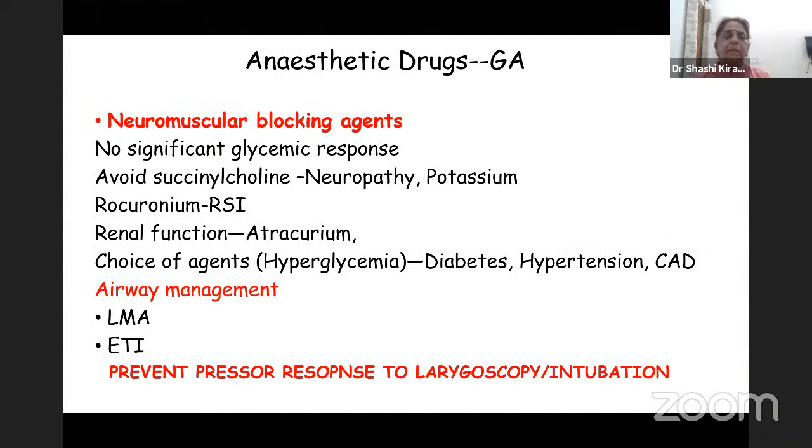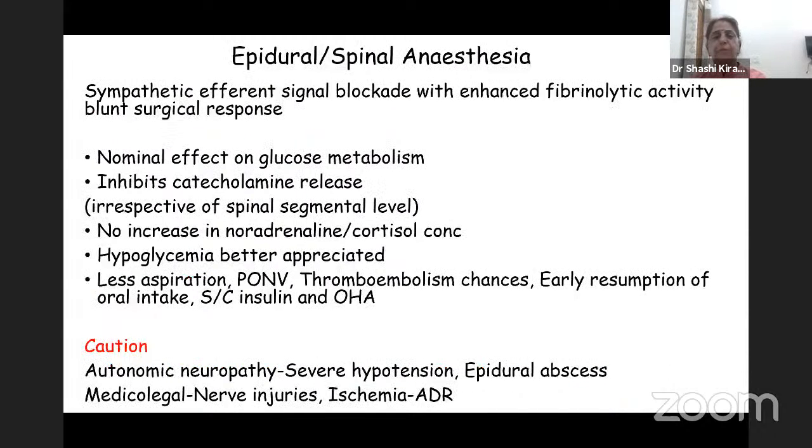Neuromuscular blocking agents do not have much glycemic response. However, one should avoid succinylcholine for obvious reasons. Rocuronium can be used if rapid sequence induction is required. And the choice of muscle relaxant also depends on the renal functions. If renal functions are deranged, atracurium can be used. And for airway management, use laryngeal mask airway wherever possible. However, if one is using endotracheal intubation, prevent pressure response to laryngoscopy and intubation.